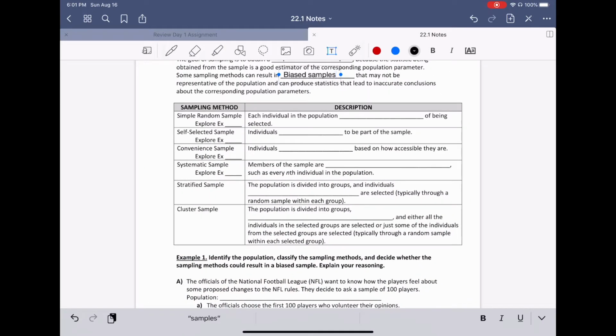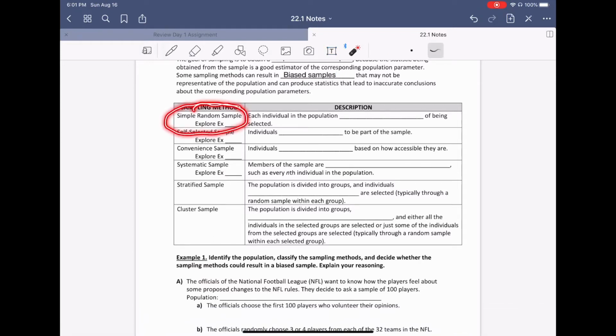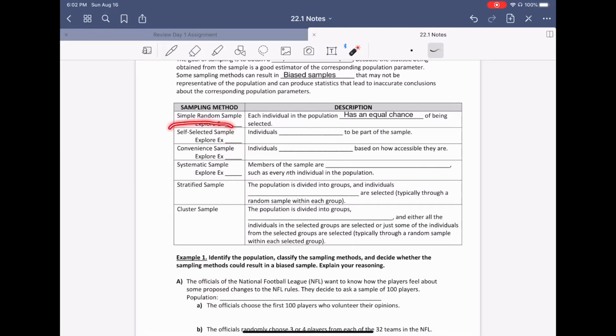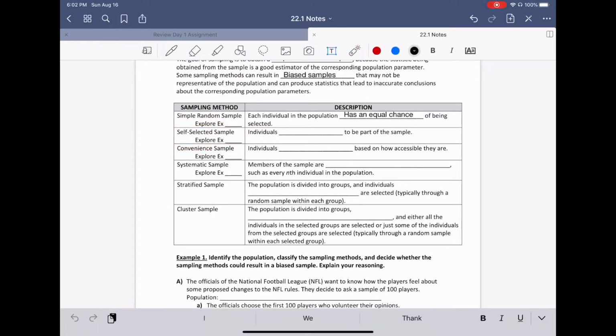Now, the different sampling methods we have are a simple random sample, where each individual in the population has an equal chance of being selected. A self-selected sample, which is our second one here, is when individuals volunteer. It kind of gives it away by the name: self-selected. You volunteer yourself to be part of the sample.